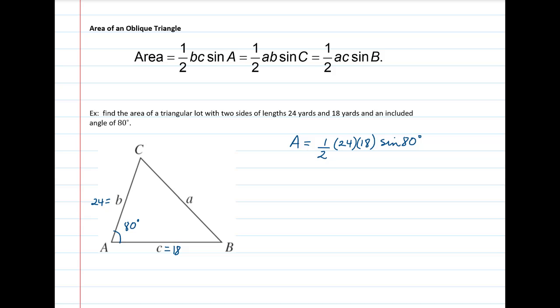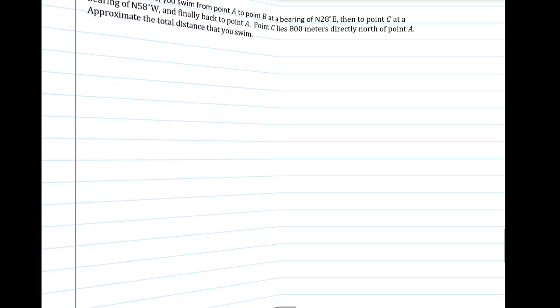Now, this formula was derived from our geometric formula of 1/2 times base times height, right? So you can think of the base here as 18, our side c, and the height was figured out to be b sine of the angle, 80 degrees. It's derived similarly to how we did it for the law of sines. After you plug everything in, you get that the area is approximately 213 square yards.